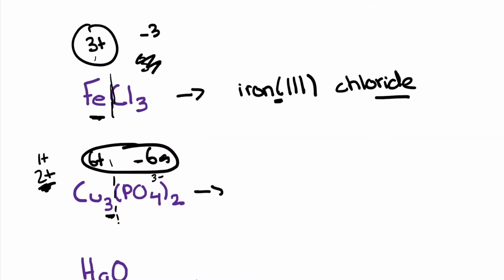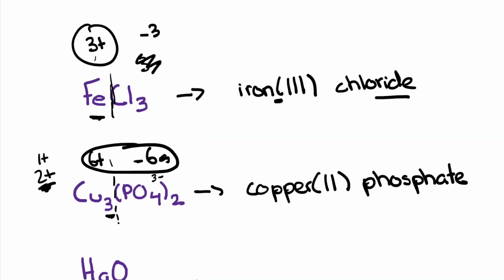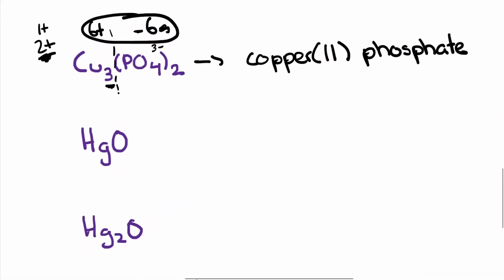And if you would write this out, it would be copper, and you're going to have the 2. Make sure the parentheses is right next to it. And then you're going to have phosphate, right? And note that phosphate is a polyatomic ion, so there's going to be no IDE ending. All right, let's do the last 2 over here.